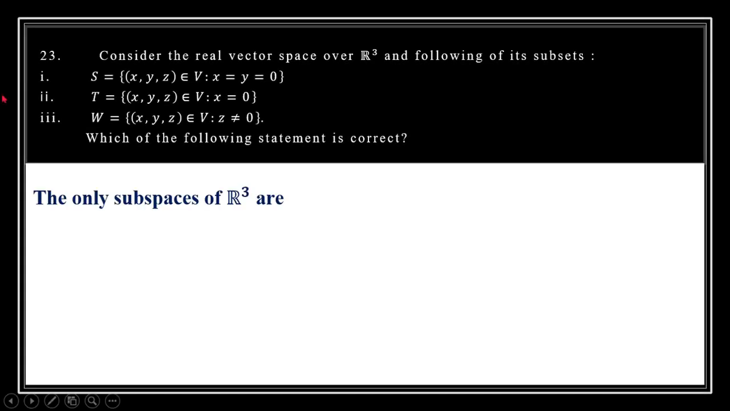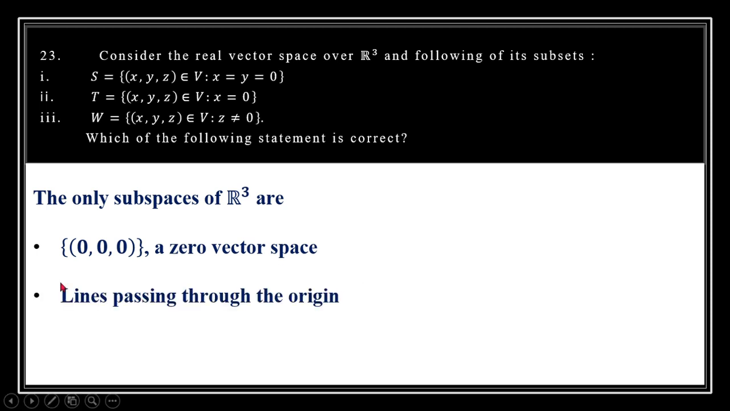The only subspaces of R3 are, first, the singleton zero vector, which is also called the zero vector space. The singleton zero vector in R3 forms a subspace of R3. Then lines passing through the origin. Lines passing through the origin means the set of those vectors (x, y, z) in R3 where x is equal to y is equal to 0. These are the lines passing through the origin.